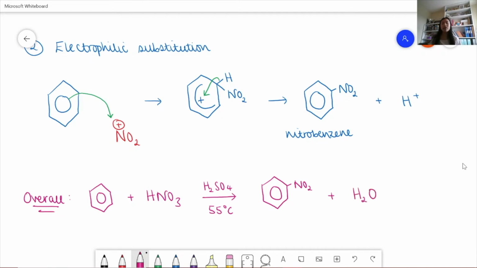So again, we need to remember that this is an electrophilic substitution reaction, as the attacking group is an electrophile, it's the NO2, and we're substituting, this NO2 is substituting a hydrogen, and so it's a substitution reaction. And nitration is quite important because it's the first step in the production of explosives, and it's also important in the first step in making amines, which are used to make industrial dyes.